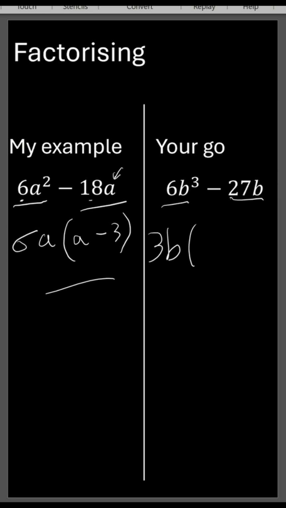And then we divide 6b to the power of 3 by 3b. That will give us 2b to the power of 2. Take away 27 divided by 3 is 9. And b divided by b is 1. So what you will notice is if you try to multiply that, you will get the original value. Okay, hopefully that was good.